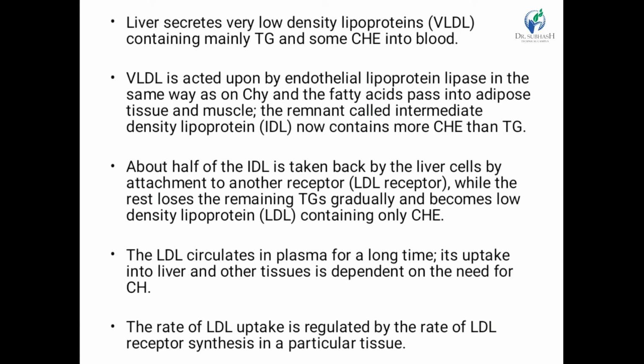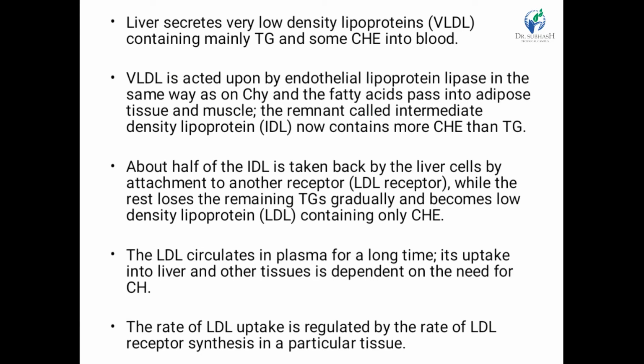Clear? Now, about half of IDL is taken back by the liver cells by attachment to another receptor, which is LDL receptor, right? While the rest loses the remaining triglycerides gradually and becomes low density lipoprotein. Now, if 10 molecules of IDL are there, 5 molecules are taken back by the liver cells by attachment to LDL receptor, and the remaining 5 molecules will lose their triglyceride content and will become low density lipoprotein, LDL, which only contains cholesterol ester.